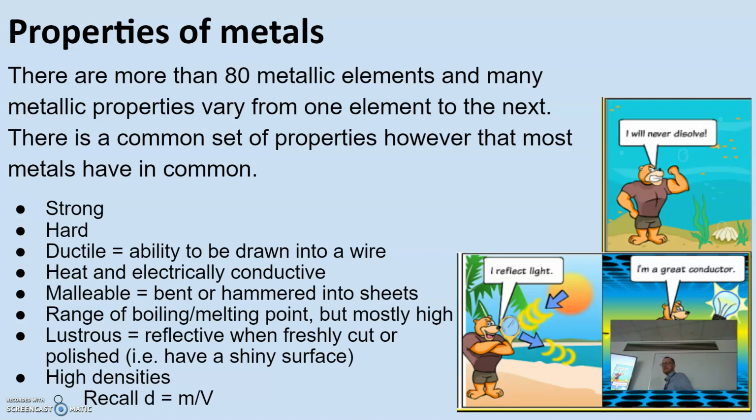So there are more than 80 different metal elements. High densities, right? So coming back to that, one of those first things we looked at in the first week. Density equals mass over volume. High density means that the particles are closely packed together. Strong and hardness refers to how strongly those particles are held together.